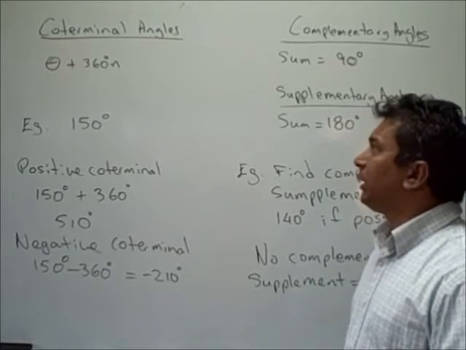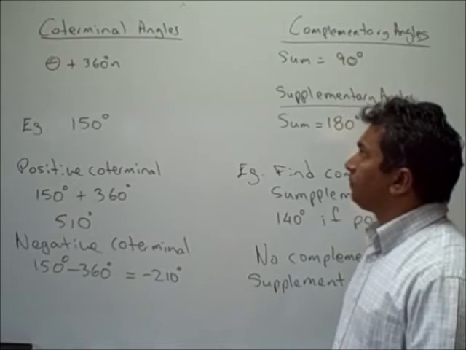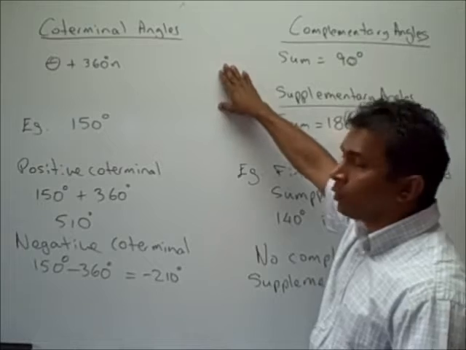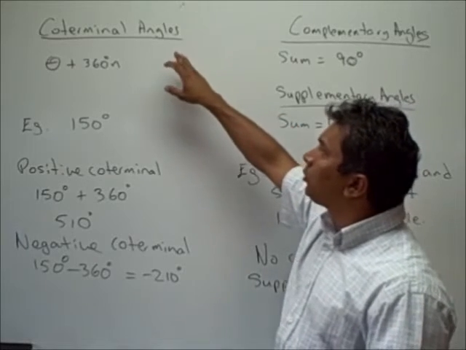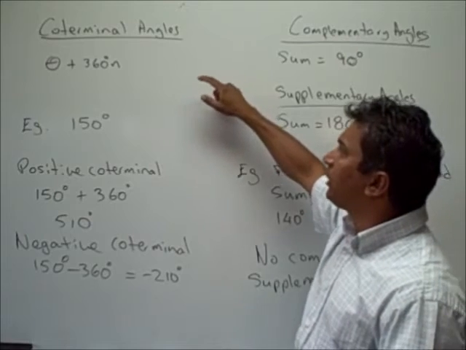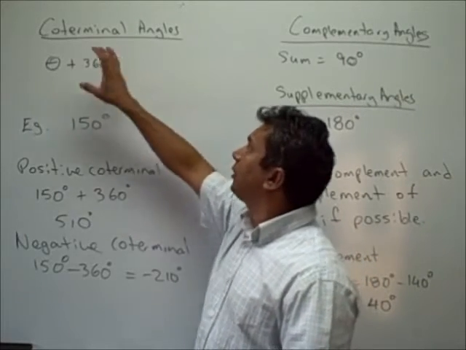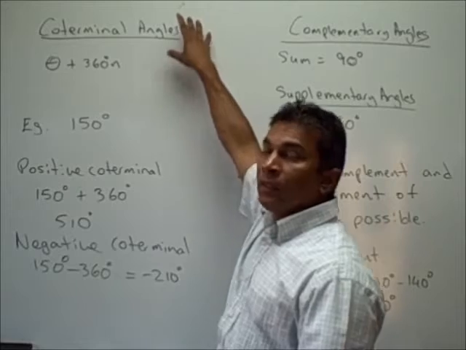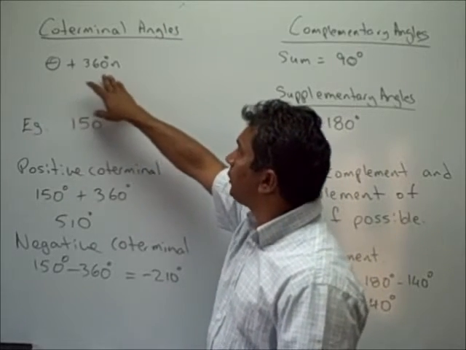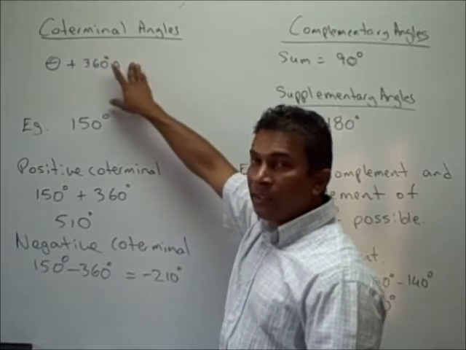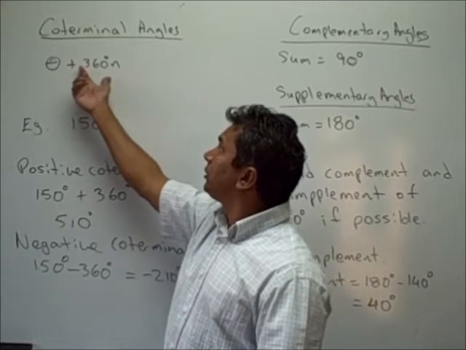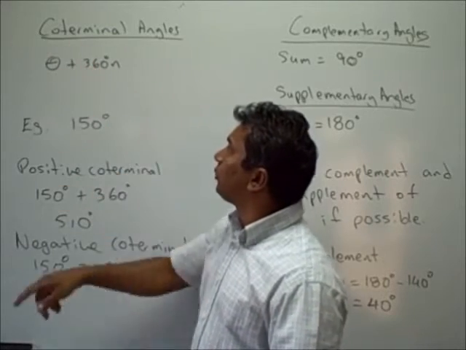Now let's look at coterminal angles in relation to degrees. The same definition for radians applies to degrees. A coterminal angle is an angle that has the same initial and terminal side, and it has infinite coterminal angles. To find our coterminal angles, we use theta plus 360 degrees times n, where n is once again an integer, since 360 degrees represents one revolution.